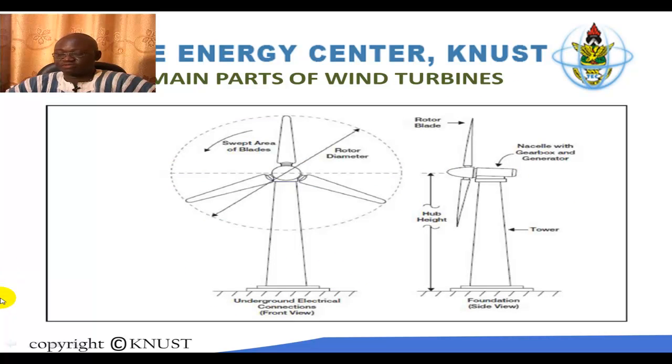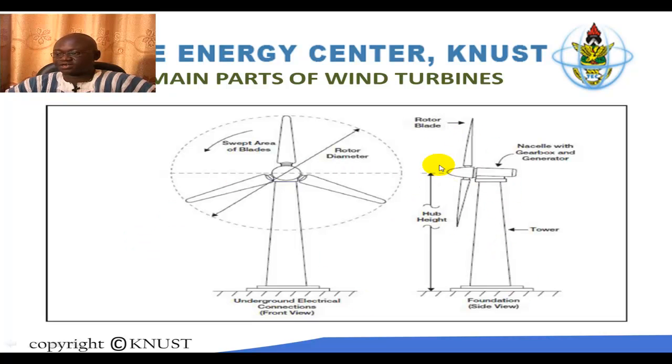So we move on to the main parts of wind turbines. This is one schematic of a typical horizontal axis wind turbine. From this diagram, you can see this circle described by the blades when they're in motion. The area of this circle is termed the swept area of the blades, and the diameter of this virtual circle is the rotor diameter.